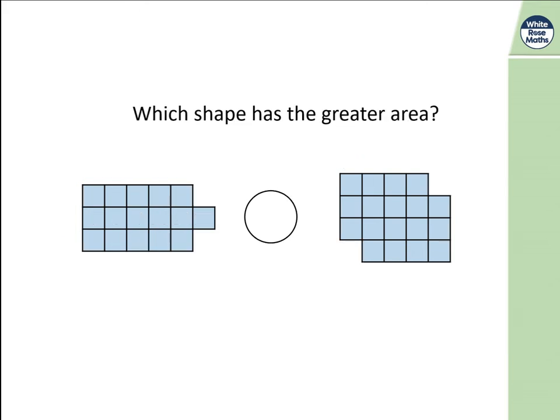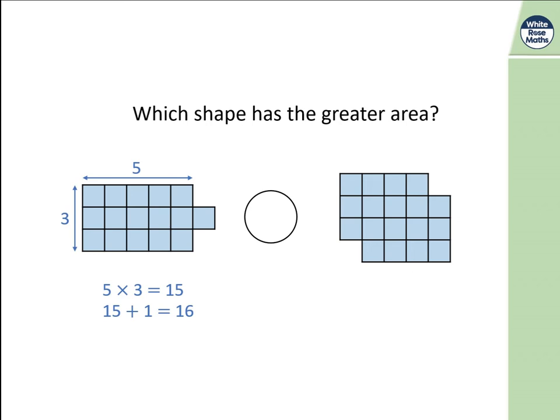Which shape has the greater area here? Pause the video and have a think. Now, if we were to take that one away, just like we did in the starter, you can see that there's 5 in the row and 3 in the column. 5 times 3 is 15, plus the 1 extra is 16. So the area of the first shape is 16 squares.